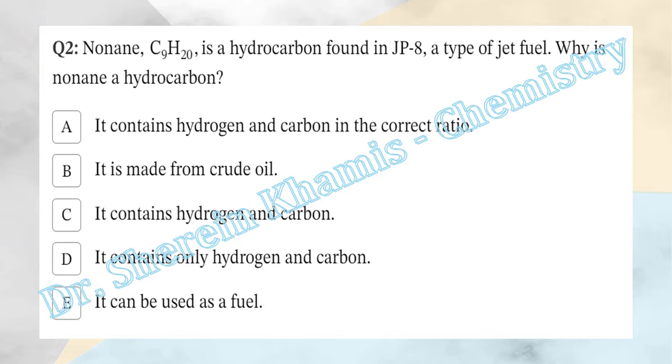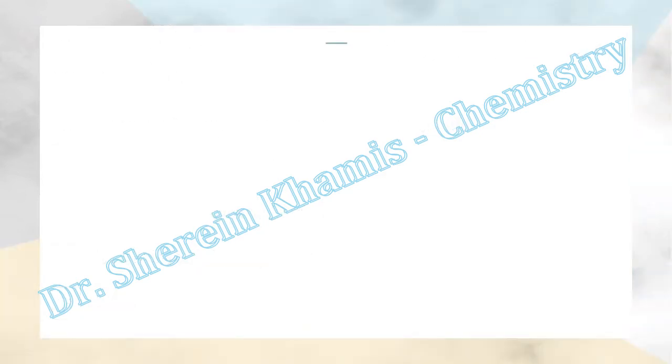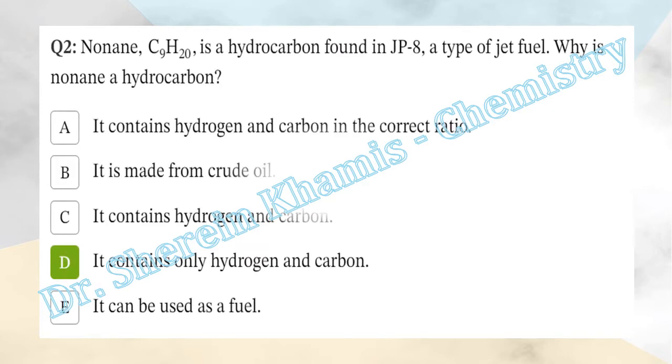If we discuss the meaning of the word hydrocarbon, neglecting the name of the compound that we have, whatever the compound is, C4H12, C9H20, any compound, it consists only of what? Carbon and hydrogen, so we call it a hydrocarbon. If we have a compound containing other kinds of atoms, we call it a derivative of hydrocarbons. So the right answer here, letter D, is that it contains only hydrogen and carbon.